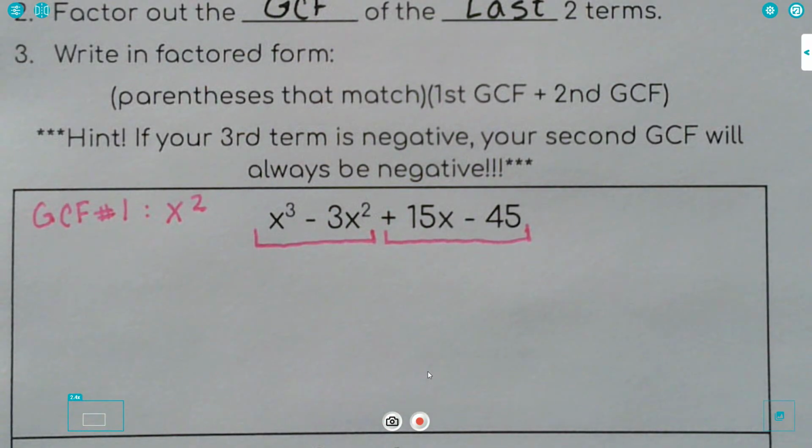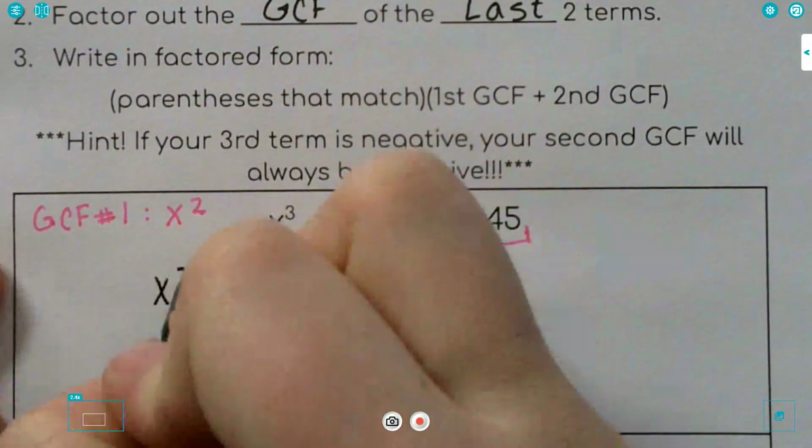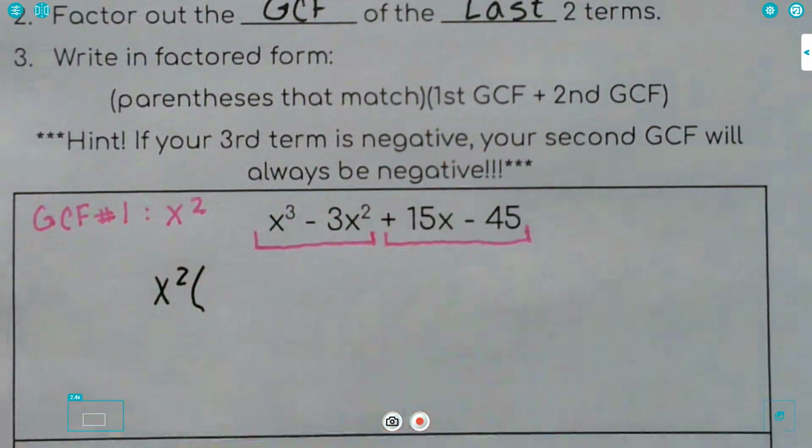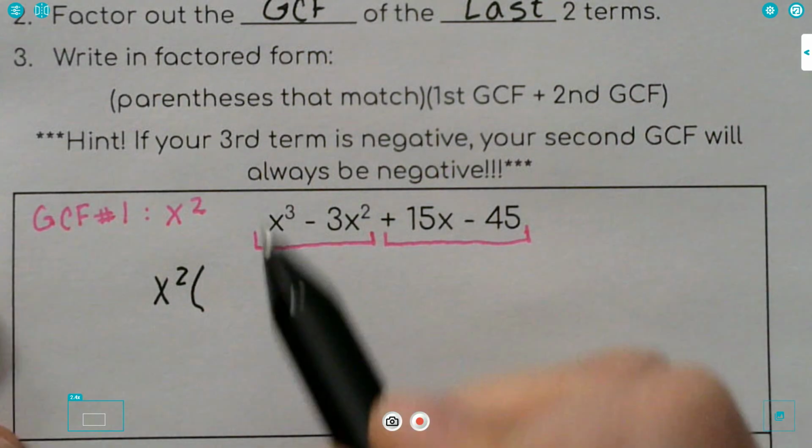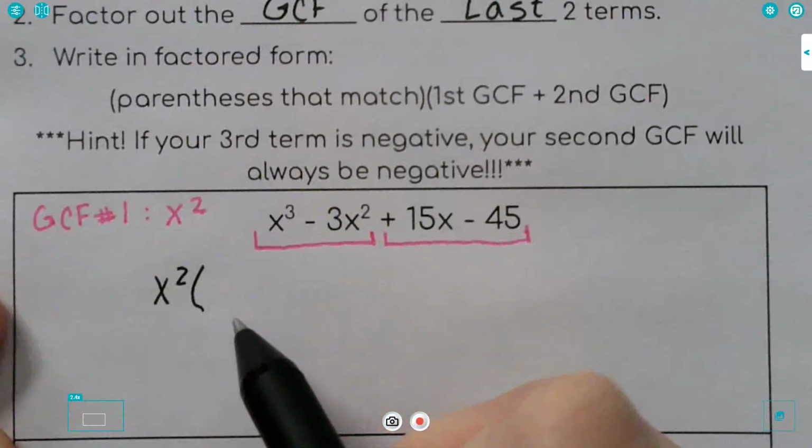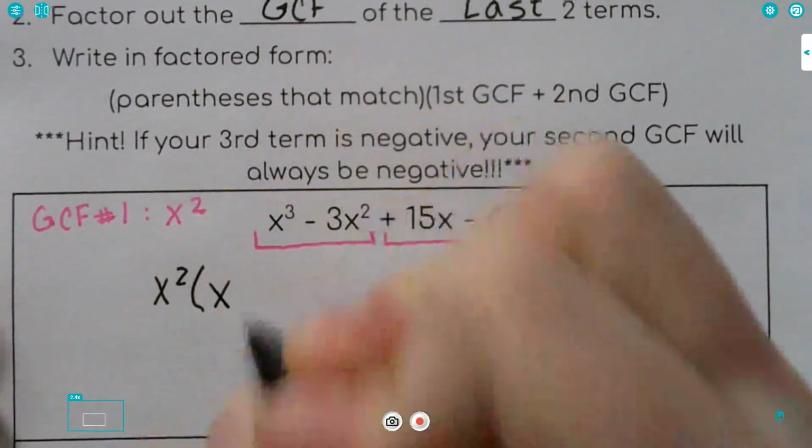Then I'm going to go ahead and divide out that x squared. So I'm going to put an x squared in front of a set of parentheses. And then I'm going to divide those first 2 terms by x squared. So I subtract my exponents. 3 minus 2 is 1. So I end up with just x, or x to the first.